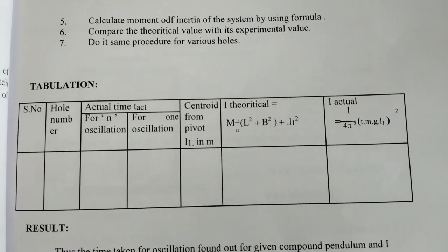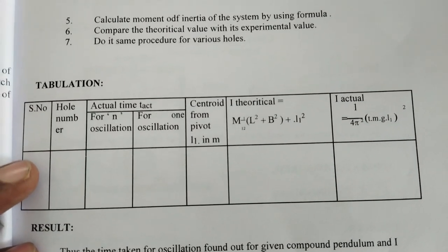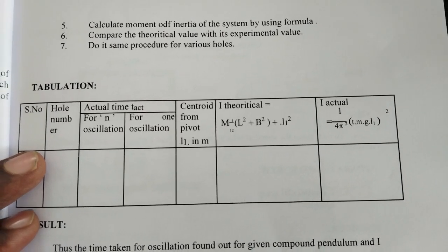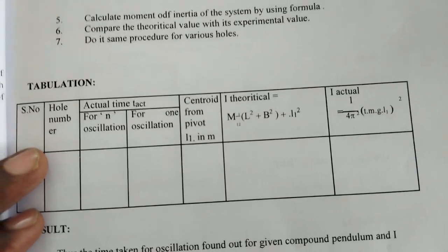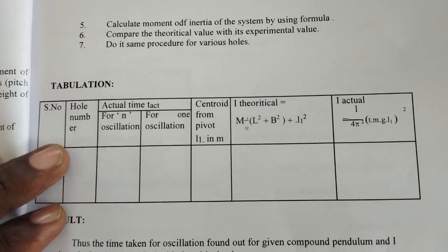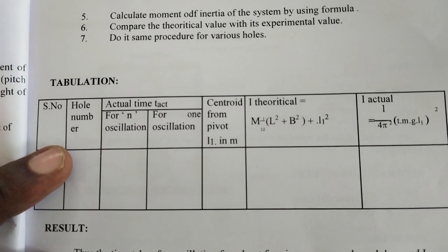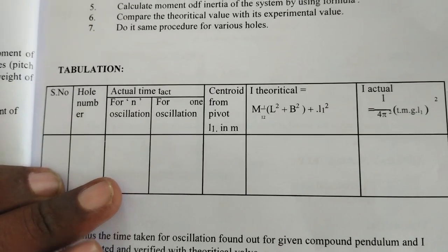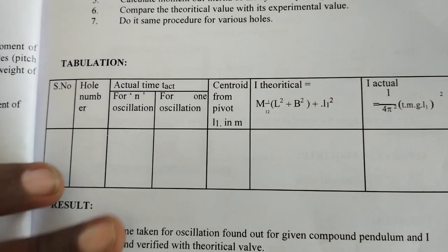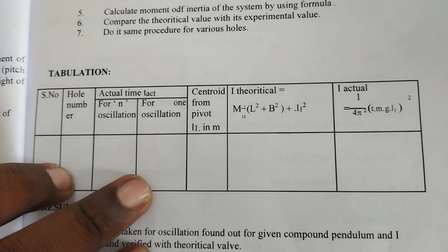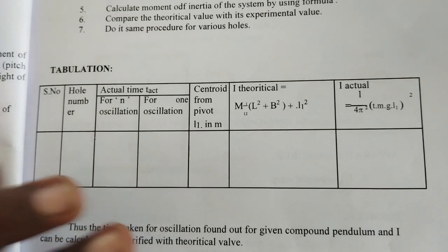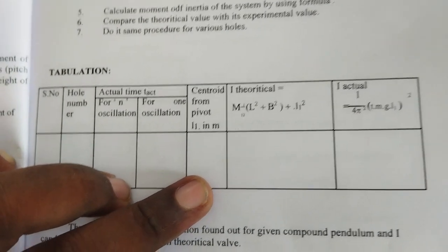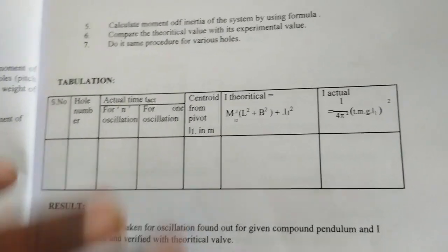Tabulation. Here we are going to take five readings for the compound pendulum. The first column is which hole we pivot: first hole, second hole, and so on. Then the time taken for n oscillations and the time taken for one oscillation. We convert to the time for one oscillation, then the centroid distance from the pivot point, and I theoretical, the moment of inertia, theoretical and actual.